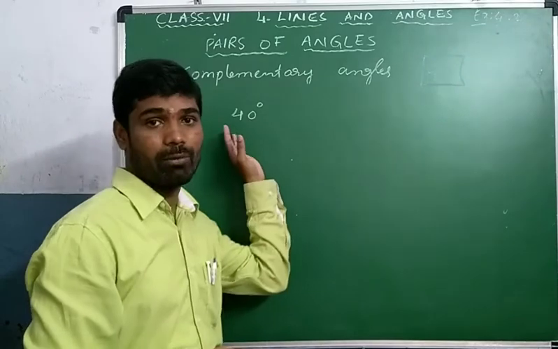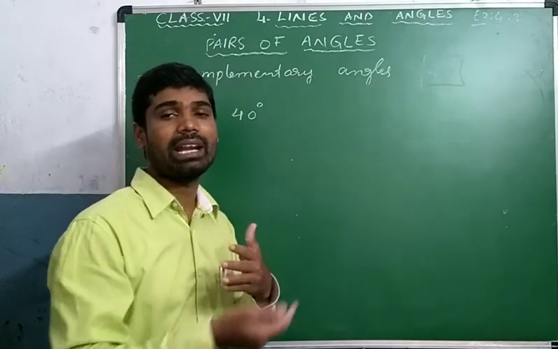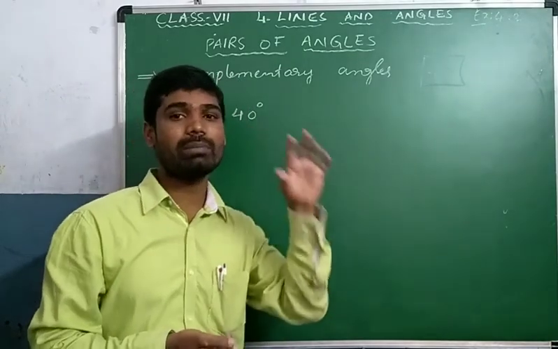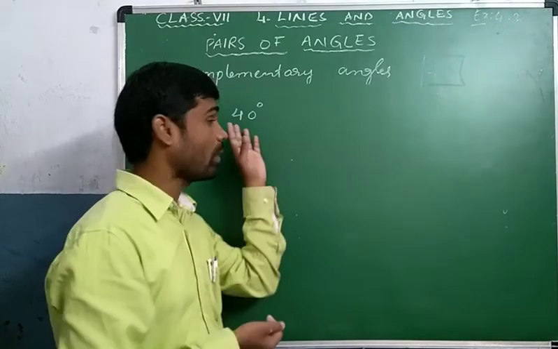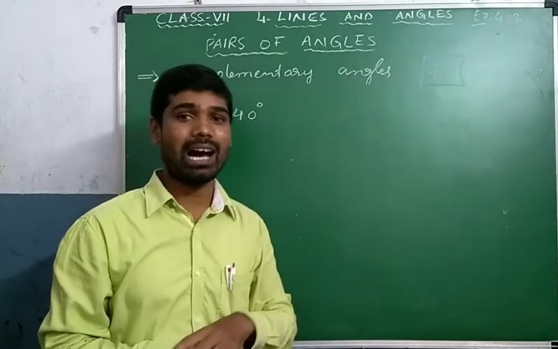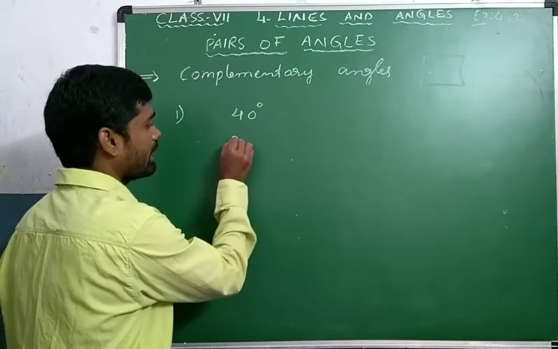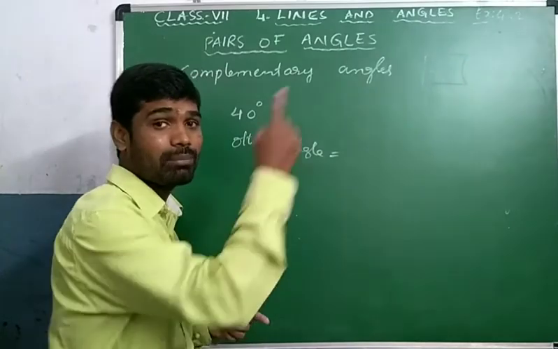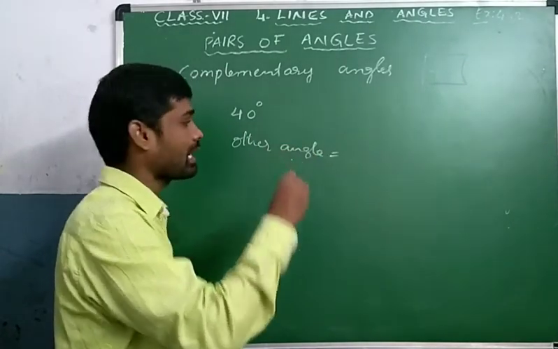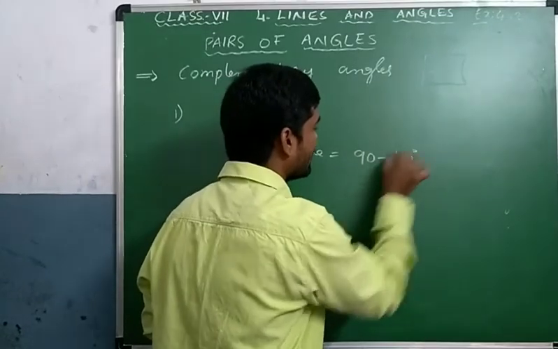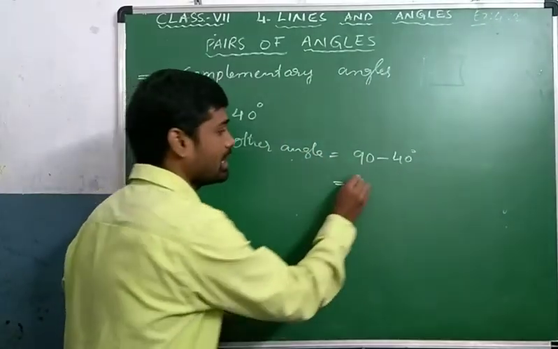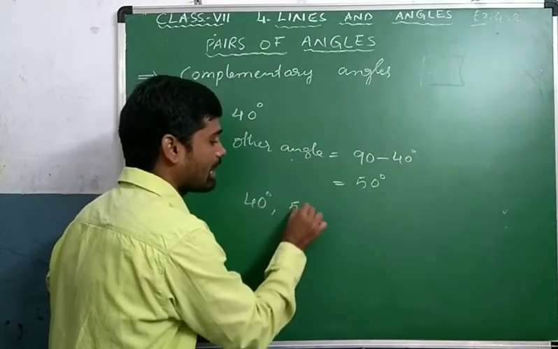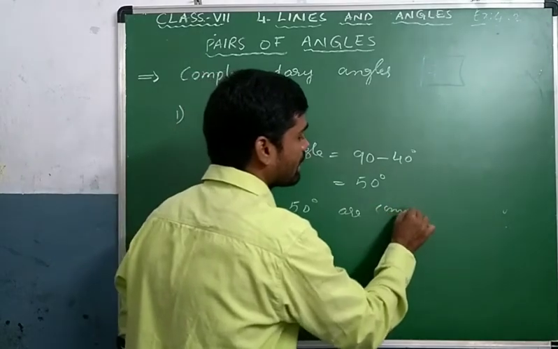Here one angle is given, so we have to find the other complementary angle. We already know that the two angles must sum to 90 degrees. One angle is 40 degrees, so we can find the other angle. We have to subtract from 90 degrees, because 90 is the complementary sum. So 90 minus 40 is equal to 50 degrees. So what are the two angles here? 40 degrees and 50 degrees are complementary angles.